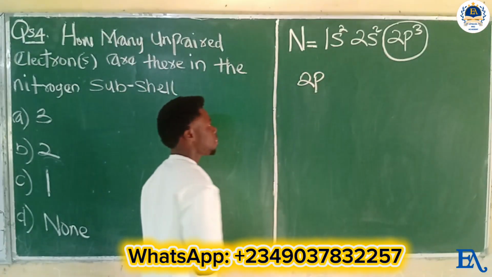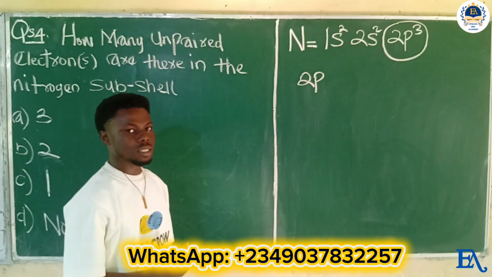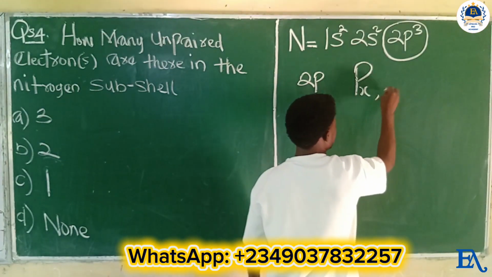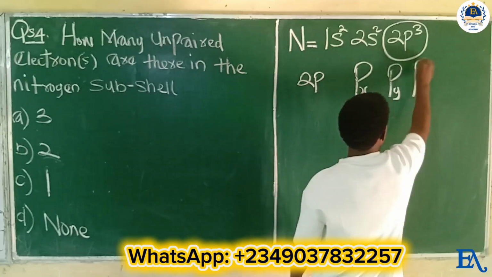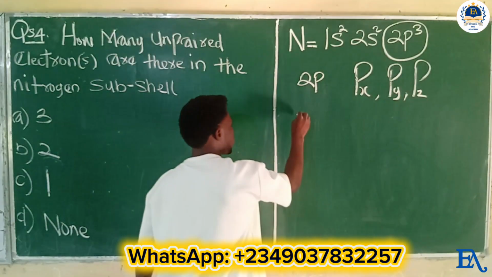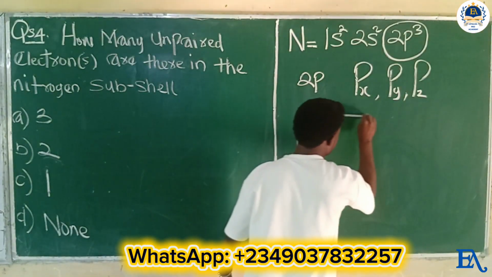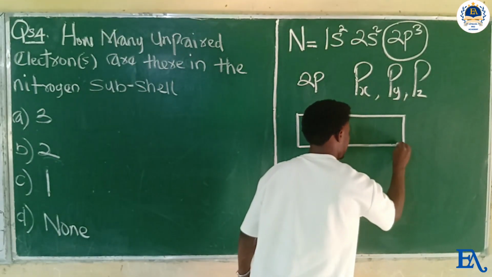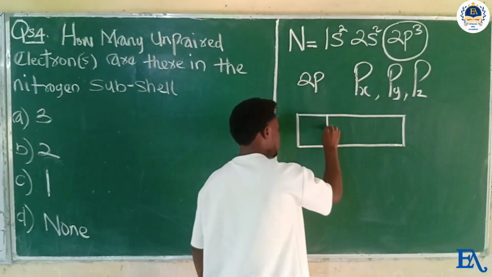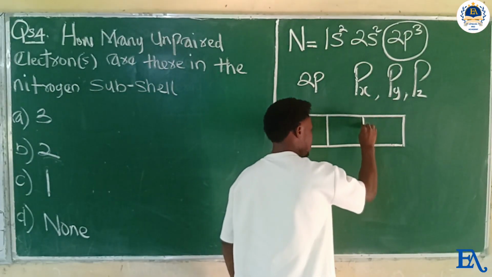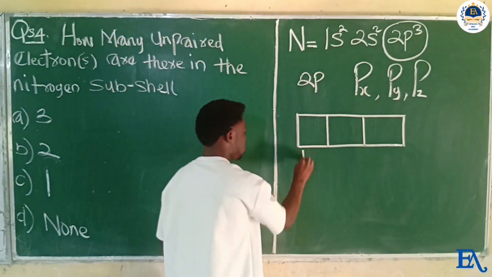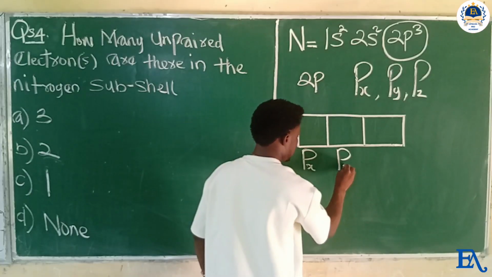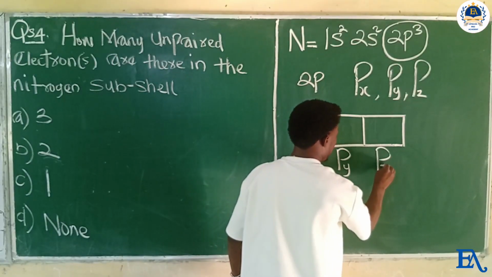2p subshell. This 2p subshell has 3 orbitals called the p of x, p of y, and p of z. So we can actually provide a box for each of them: 1, 2, and 3. So this is the first orbital, px, the second orbital, and the third orbital.